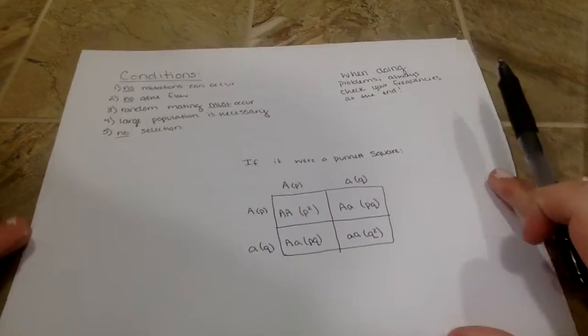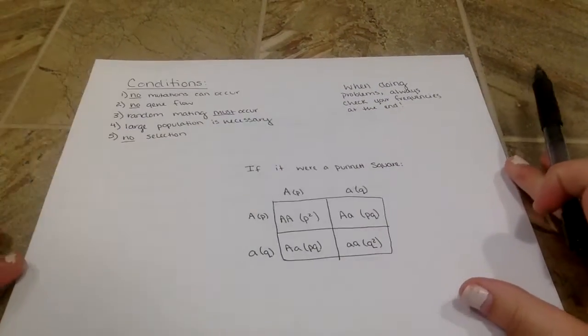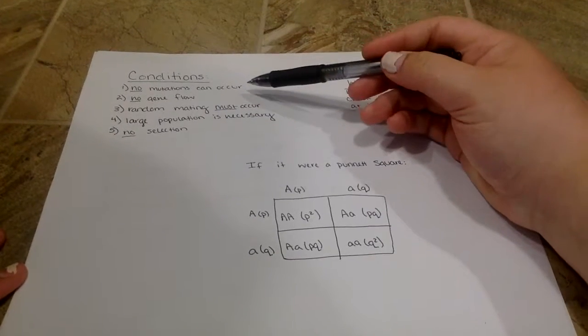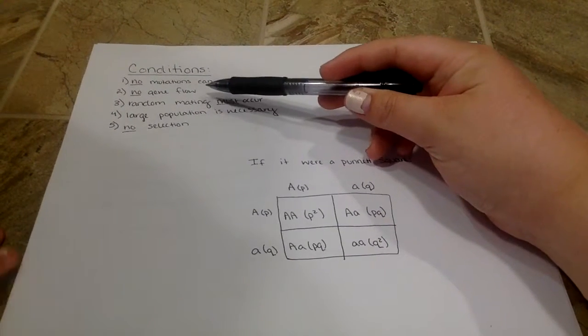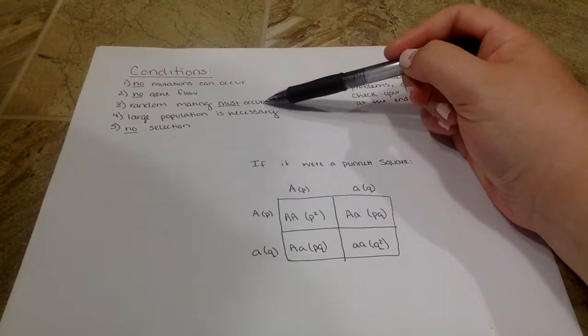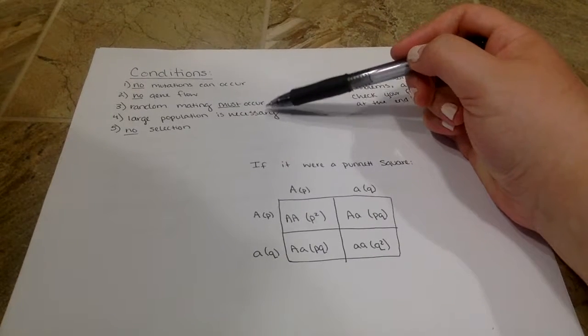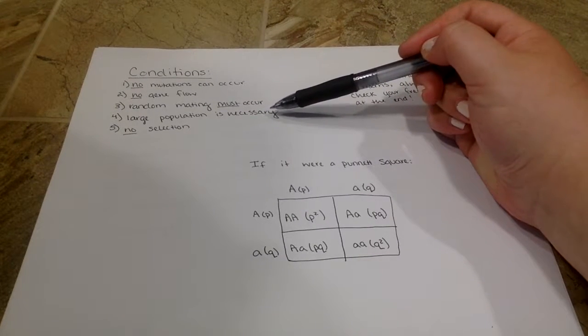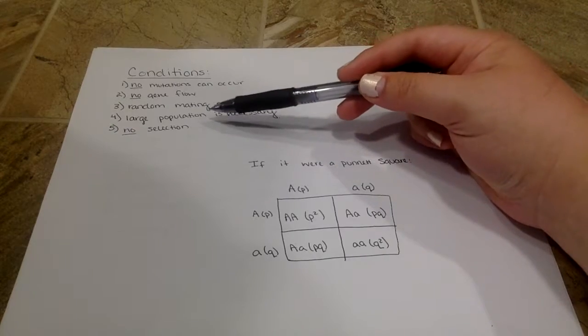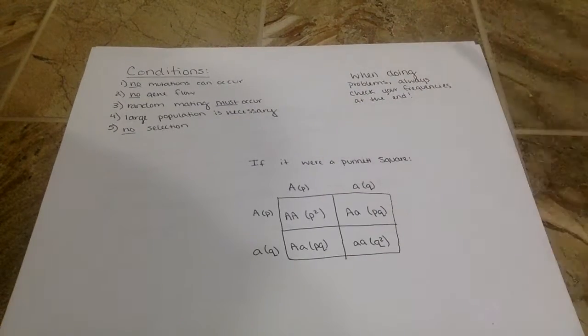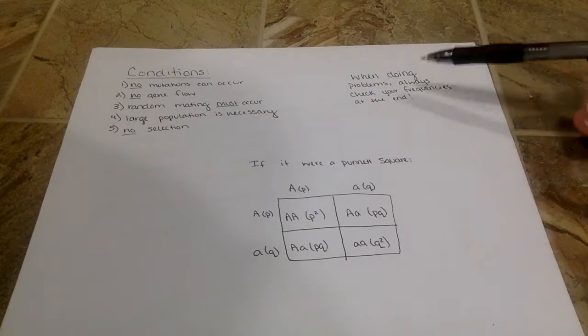So there are a few conditions for Hardy-Weinberg equilibrium. The first one is that there can be no mutations. The second is there can be no gene flow. The third is that random mating must occur. The fourth is that a large population is necessary. And the fifth is that there can be no selection. No natural selection, no artificial, none.